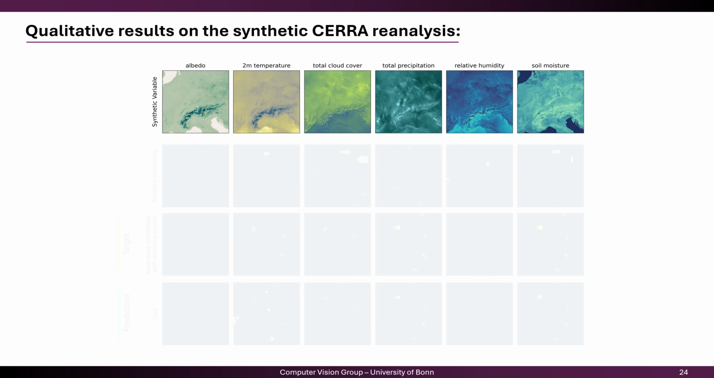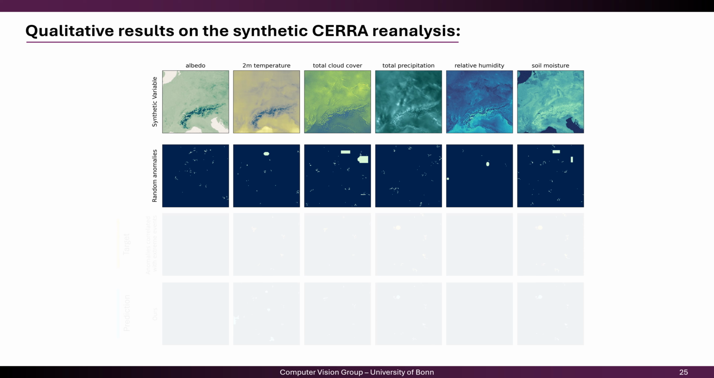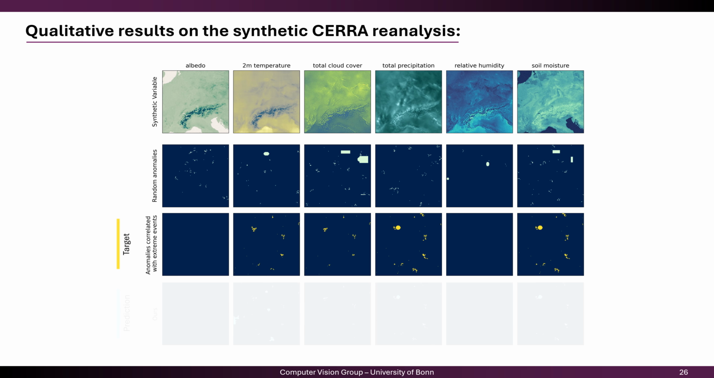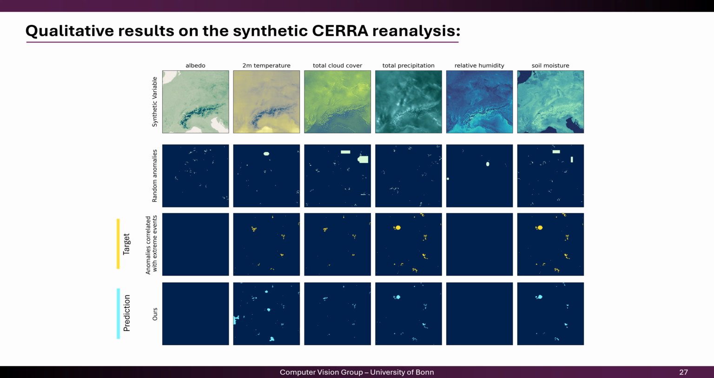Here we show qualitative results on one of the synthetic data. Shown are the input climate variable along with some random anomalies. Below are the target anomalies along with the prediction by our model. As can be seen, our model can correctly identify the relations between the variables and the impacts of extremes.